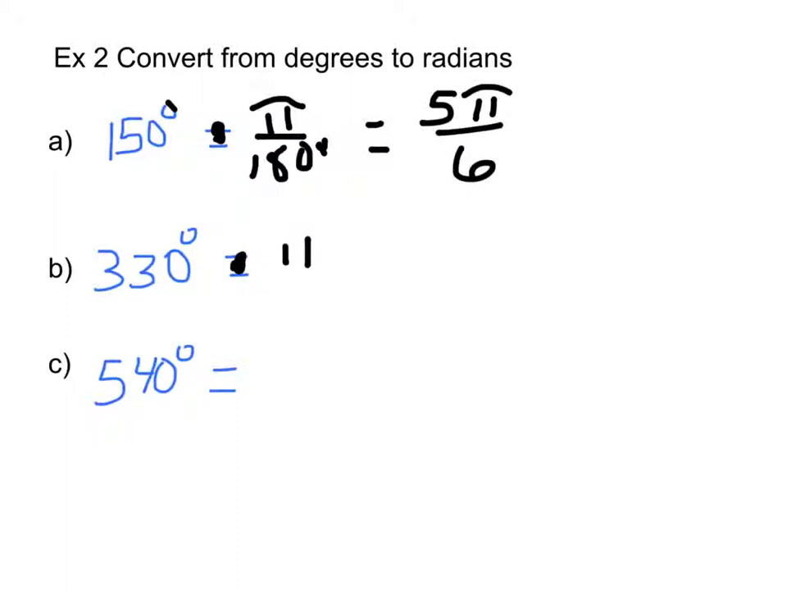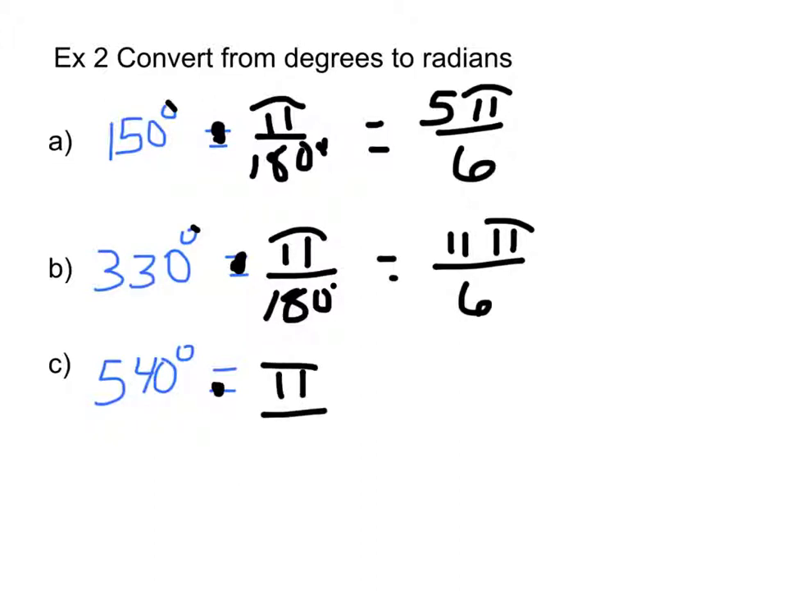Multiply by pi over 180, your degrees cross out, you're left with 11 pi over 6. 540 times pi over 180 equals 3 pi. You'll notice my answers have the pi in them. They're exact, and that's how most of our answers for radian angles will be.